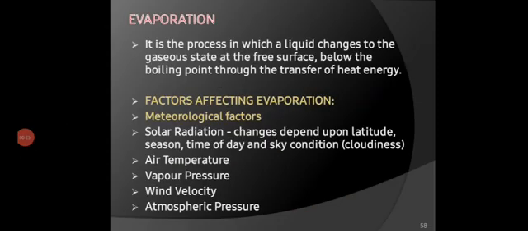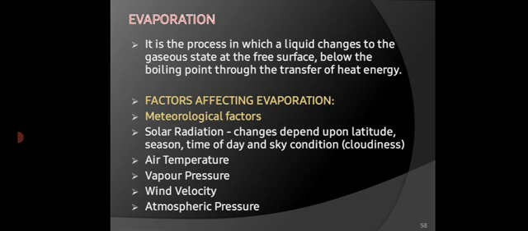First parameter is evaporation. What is evaporation? It is the process in which a liquid changes to the gaseous state at the free surface below the boiling point through the transfer of heat energy. So, in the presence of sunlight or sun heat, the water from the water bodies as well as from the earth surface gets evaporated, meaning it transfers into the gaseous state, and this process is known as evaporation, right?